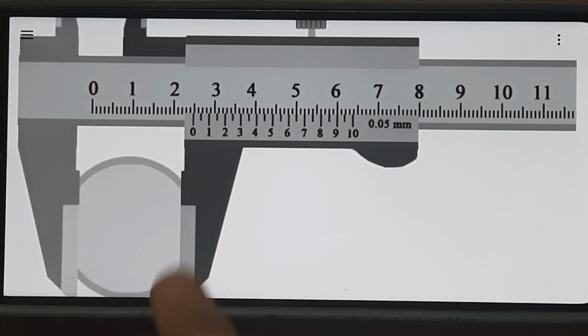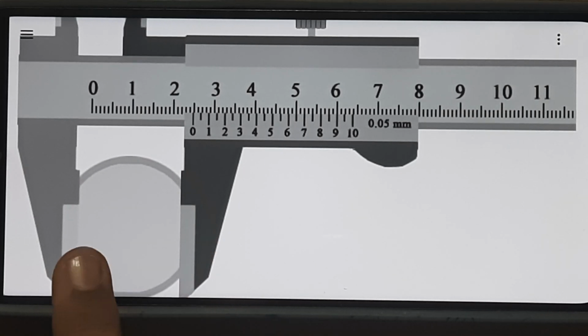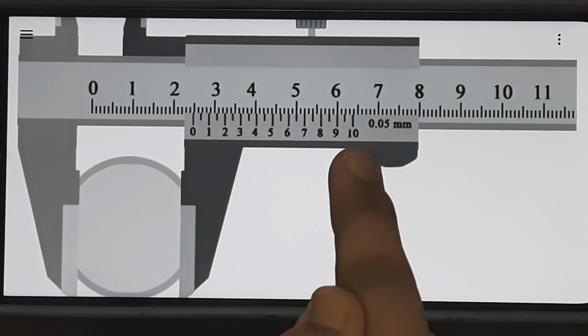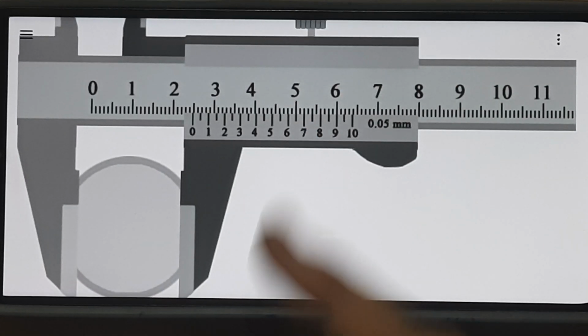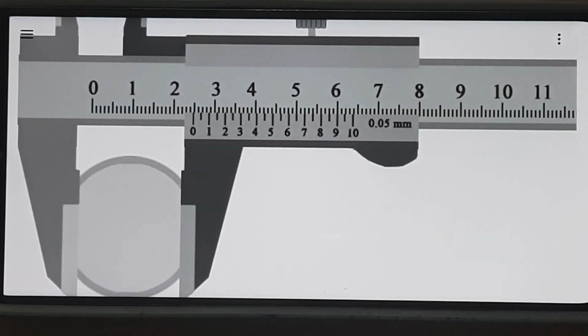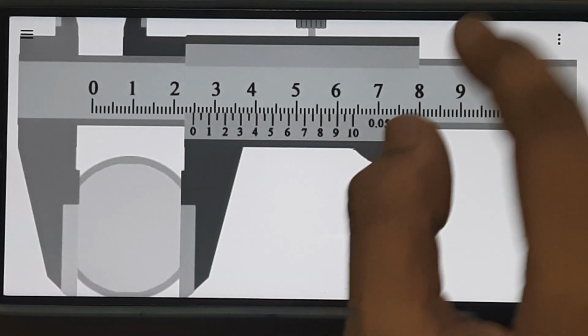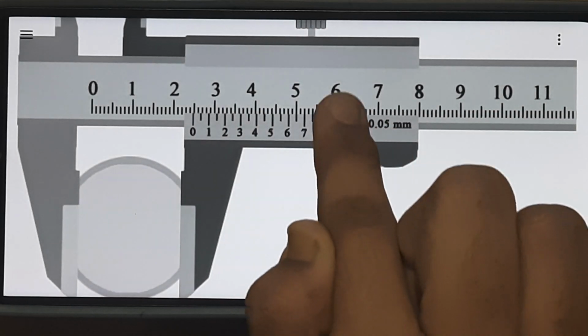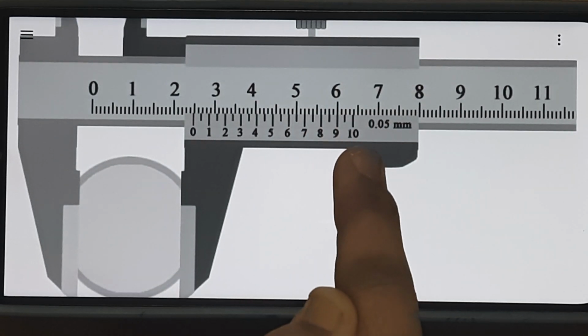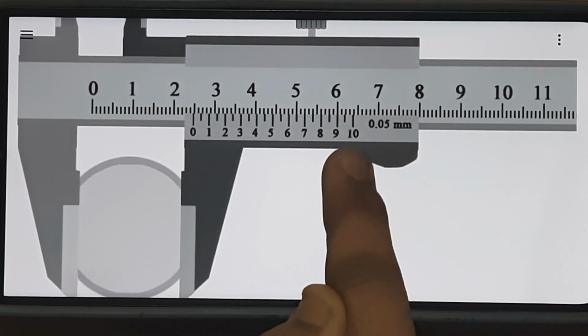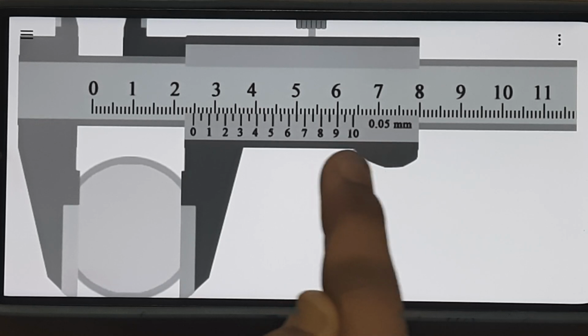Suppose we place a measuring object. Now in this case, where the main scale division and Vernier scale division exactly coincide, that will be your VSD or VC. Here 9 is exactly coinciding with a line on the main scale. So your Vernier coincidence or Vernier scale division will be equal to 9.